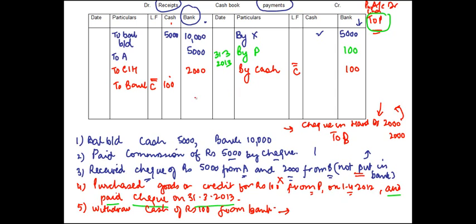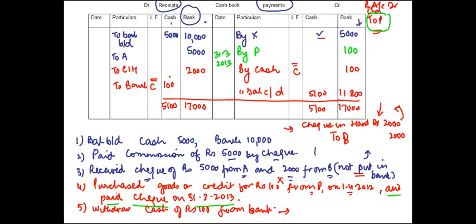Right? Once you are done with all the entries, you do the totaling. So the totaling has to be done for both the cash column and the bank column. Right? 5,100, 17,000. Whatever is the difference here, you don't have anything. So 5,100 by balance carried down. And here it's 5,200, so 11,800.